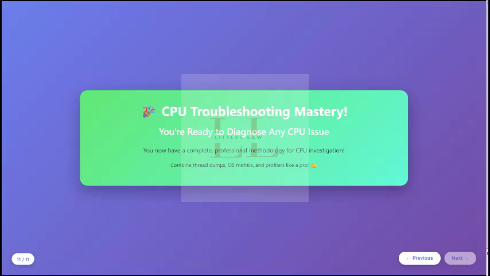So when you combine thread dumps, OS metrics and profilers with specific examples and measurable results, you are going to demonstrate the kind of expertise that companies are looking for. So practice explaining this methodology naturally and you will absolutely ace this question in your interview.